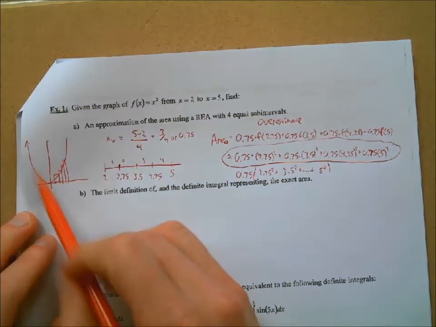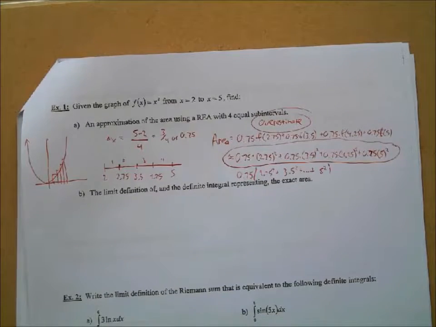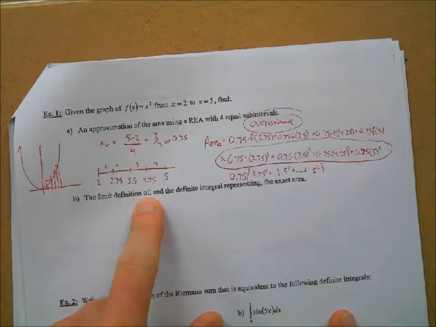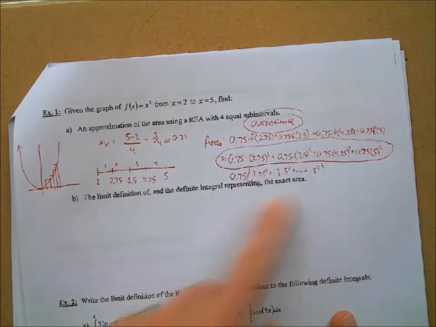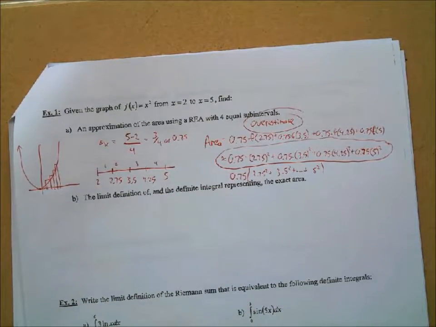Decreasing, right, a right endpoint is an underestimate. So it does change depending on the behavior, but it is an overestimate. Okay. So now let's talk about doing the limit definition of it then. The limit definition and the definite integral representing the exact area. So we're going to do the limit definition first, then we'll show the definite integral representing the exact area.